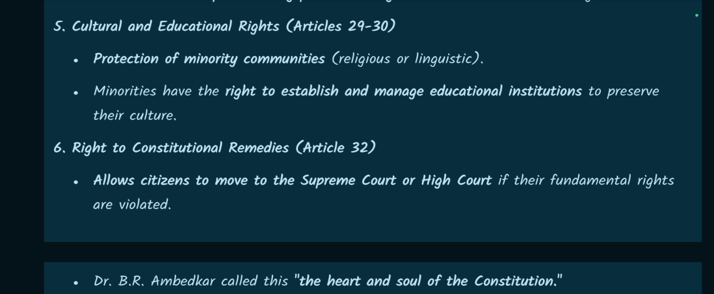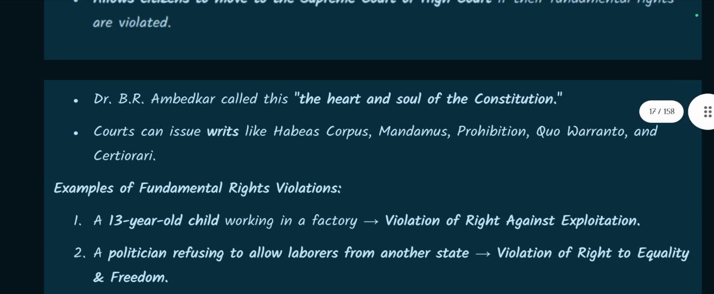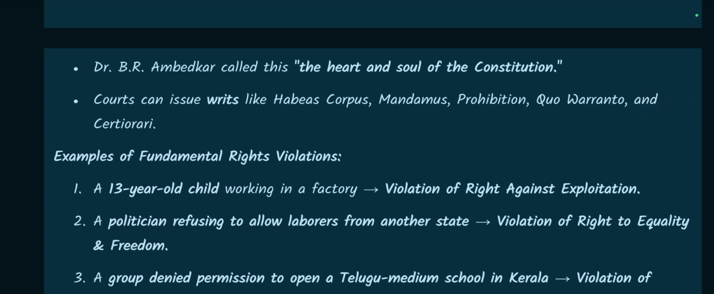Number 6. Right to constitutional remedies. Article 32 allows citizens to move to the Supreme Court or High Court if their fundamental rights are violated. Dr. B.R. Ambedkar called this the heart and soul of the Constitution. Courts can issue writs like habeas corpus, mandamus, prohibition, quo warranto, and certiorari.